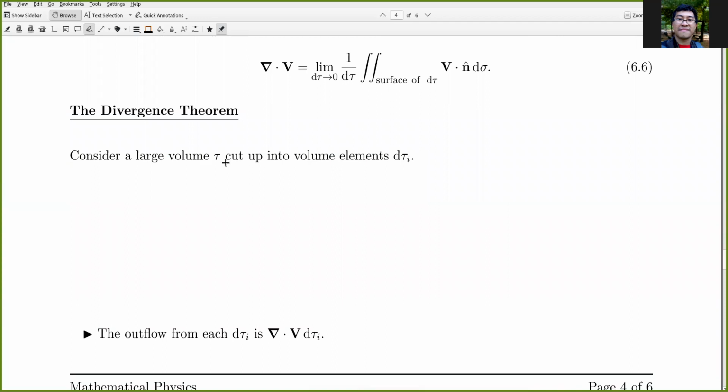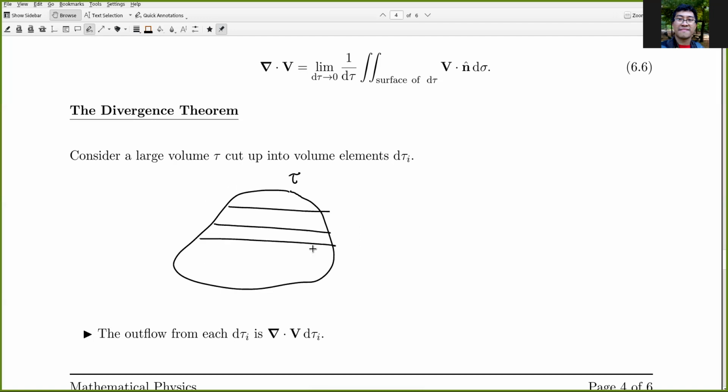Consider a large volume tau cut up into volume elements d tau. So suppose this is our tau. Okay, total volume is tau. We cut this up into small volume elements.